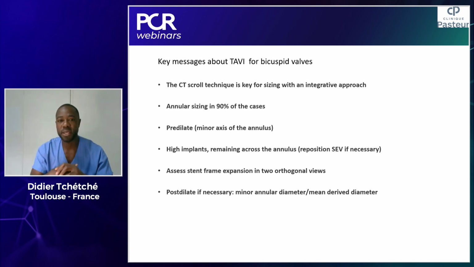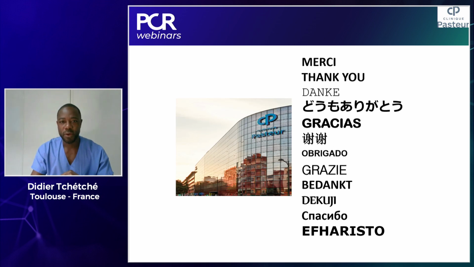Predilate, minor axis of the annulus at baseline for safety, high implants, but remaining across the aortic annulus, and reposition the self-expanding platform if necessary. Assess the stent frame in 2 orthogonal views just to make sure that you don't require a stent optimization, and post-dilate if necessary. So thank you for your attention.